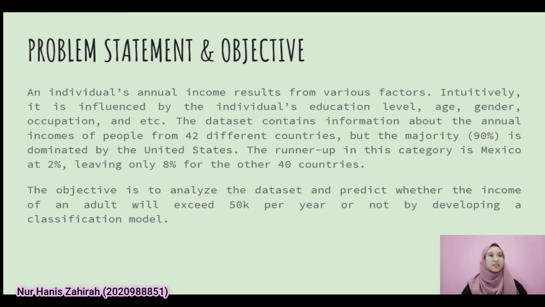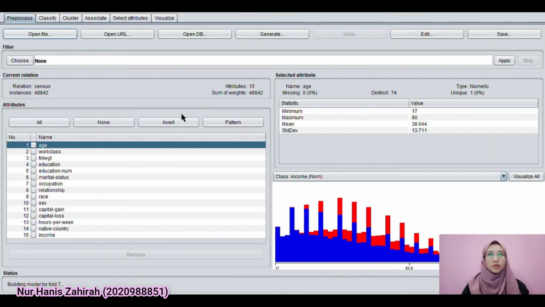This dataset contains information about the annual incomes of people from various different countries, but the majority is dominated by the United States. And our objective is to analyze the dataset and predict whether the income of an adult will exceed 50K per year or not by the classification model. So now let us take a look at the dataset.